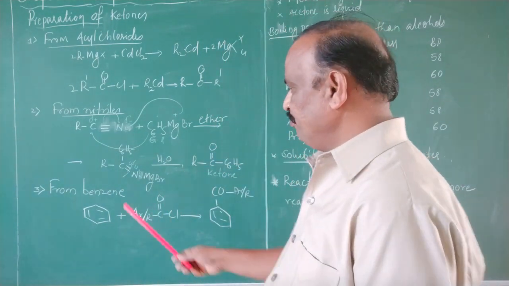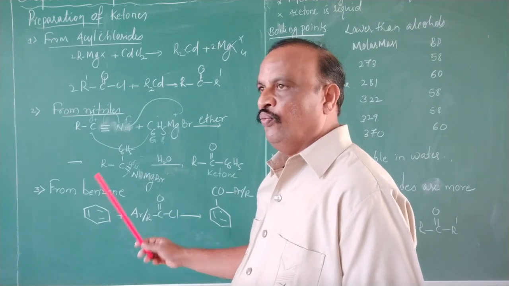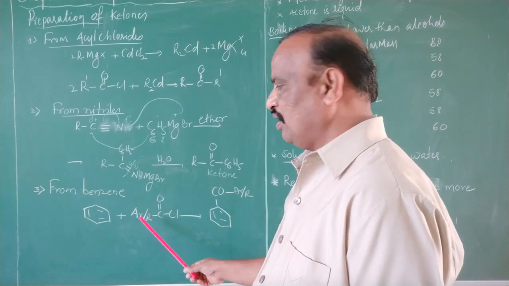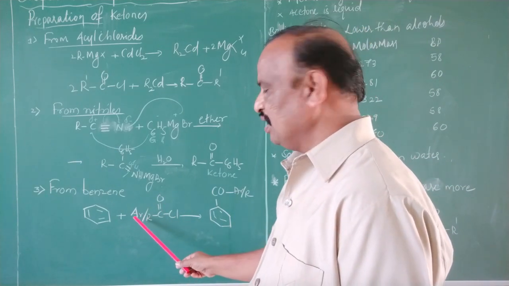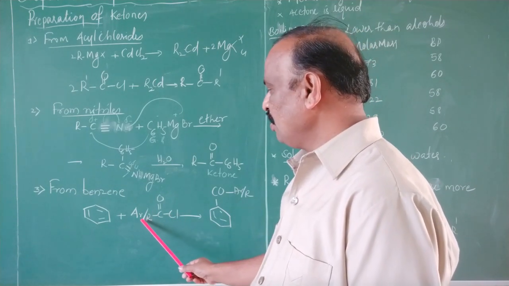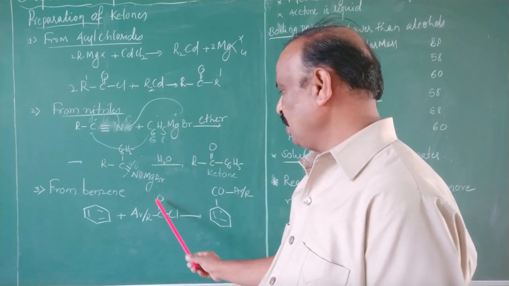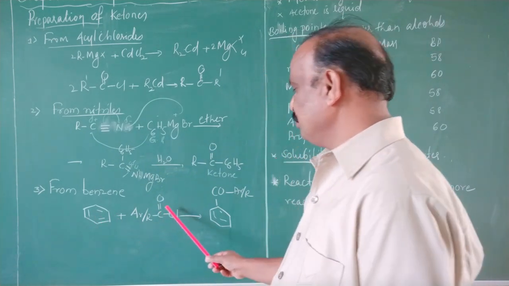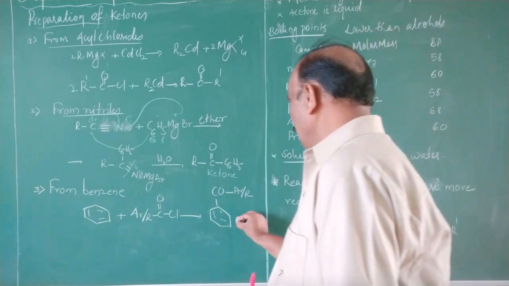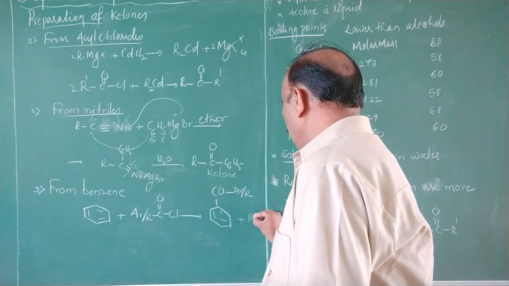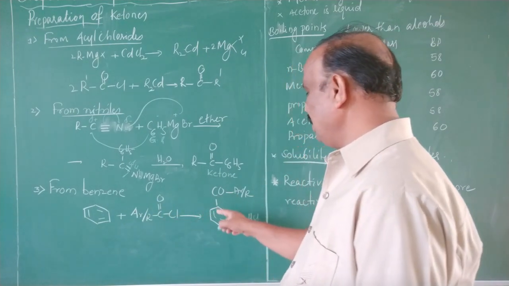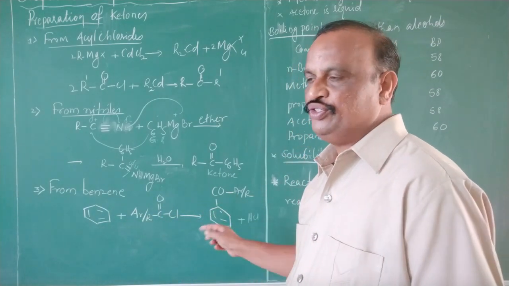So the third method is from benzene. Benzene reacts with an aryl chloride or acyl chloride. So take C6H5COCl, benzoyl chloride, or CH3COCl, acetyl chloride. When you treat with this, the Cl and one hydrogen from benzene are eliminated as a molecule of HCl, and the CH3 group or the C6H5 group will add, so you will be getting acetophenone or benzophenone.